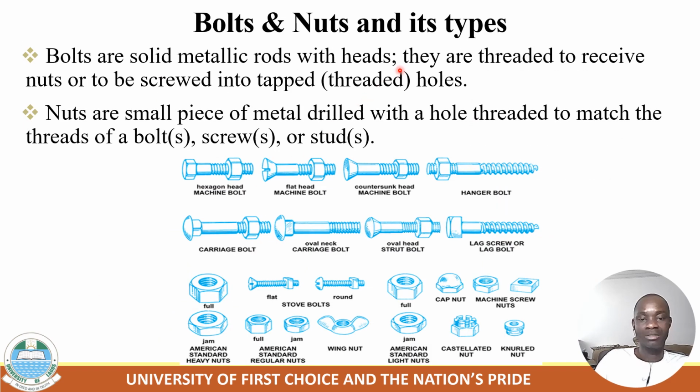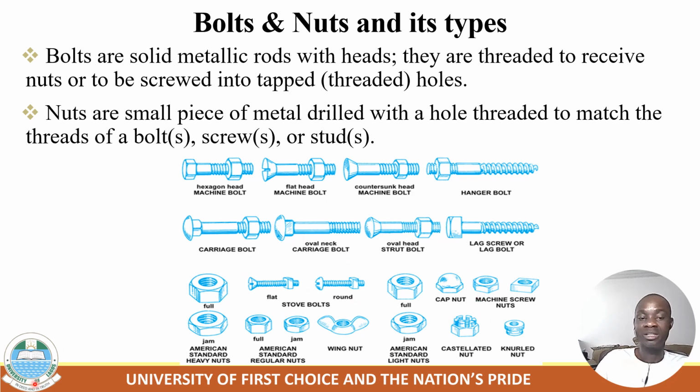So we've talked about the rivet and riveting. Another mechanical fastener that we have is the bolt and nut. Bolt and nut and their types. Both are solid metallic rods with a head. They are threaded to receive a nut or to be screwed into tapped holes. A nut is a small piece of metal drilled with a hole threaded to match the thread of both screw and stud. These are examples of bolts and nuts of different types.